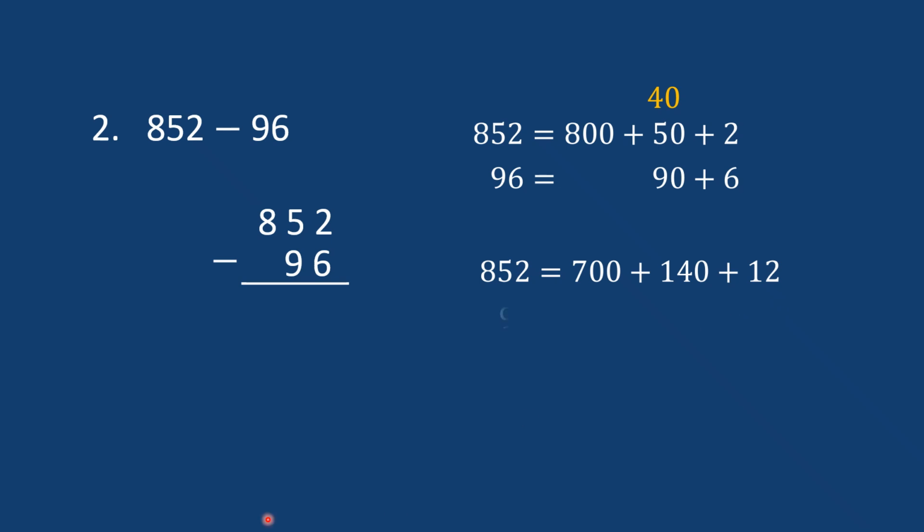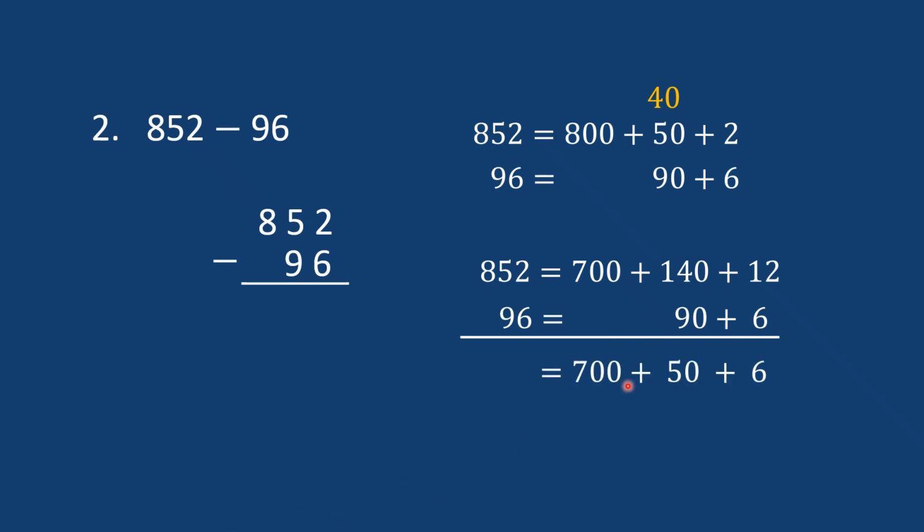And then 96 is equal to 90 plus 6. Let us now subtract. 12 minus 6 is 6. 140 minus 90 is 50. And then we just bring down 700. 700 plus 50 plus 6 is equal to 756. So the answer is 756.